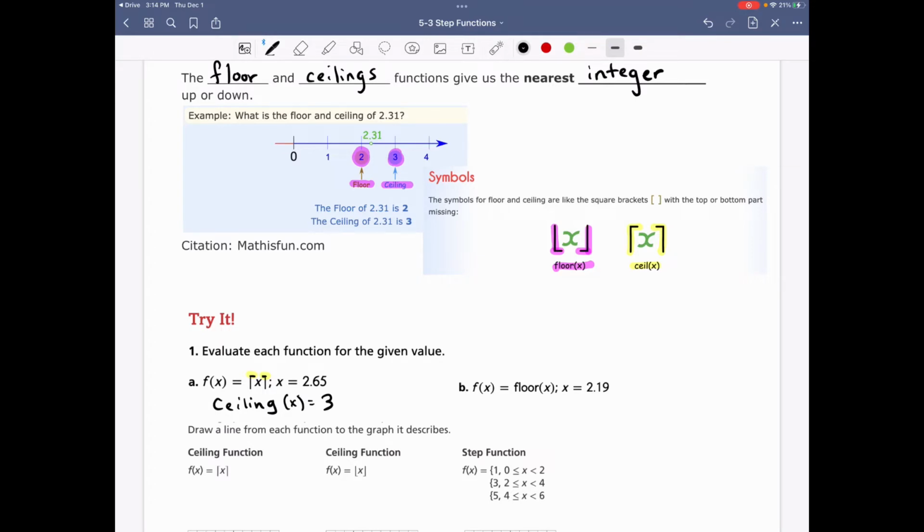F of x equals the floor of x, and x equals 2.19. So the floor function for x, if 2.19 is between 2 and 3, the floor would be the smaller number, 2.